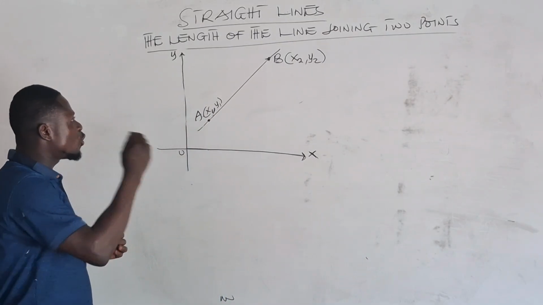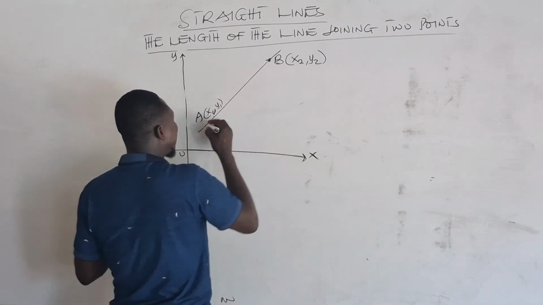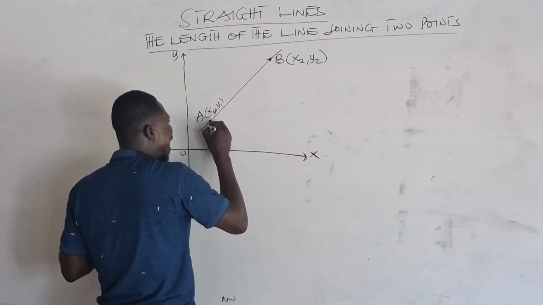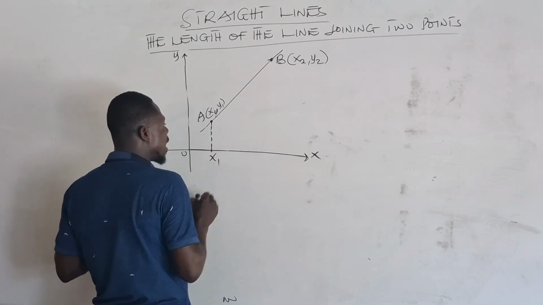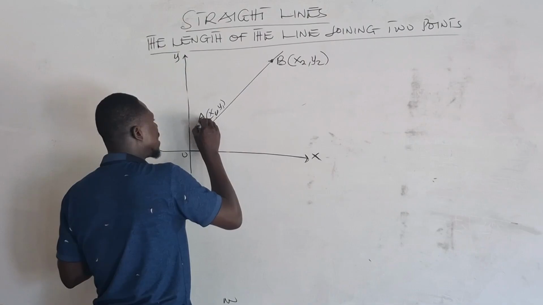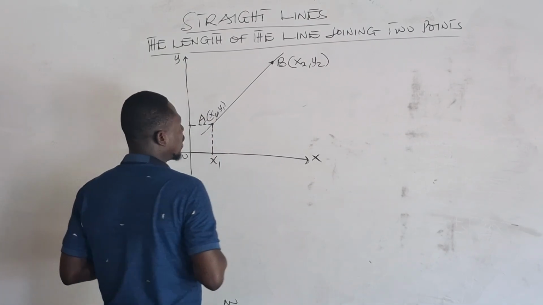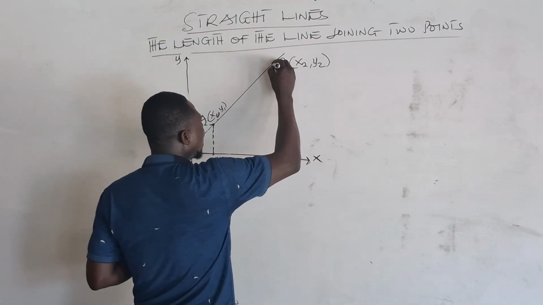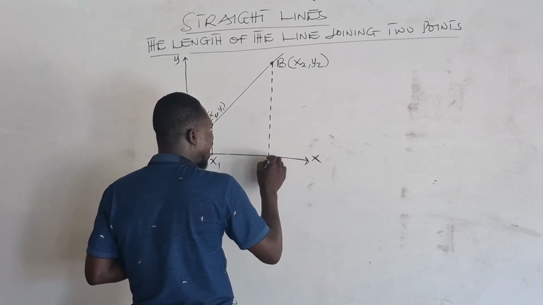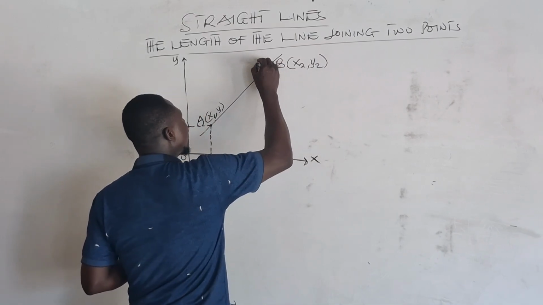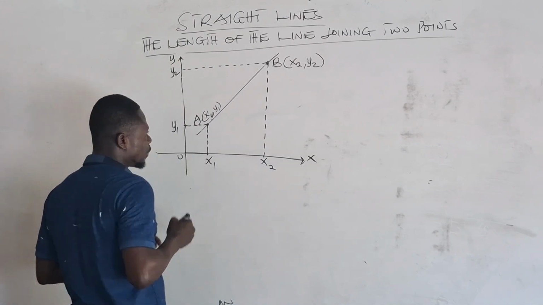Now, if we are to trace this to the Cartesian plane or the x and y plane, let's start with the A. We will have the x component here because this is for the x-axis. So here will be x1. If we trace this one to the y-axis, we will have y1. When we go to point B, if we trace to the x-axis, we are going to have x2. And when we go to the y-axis, we are going to have y2.